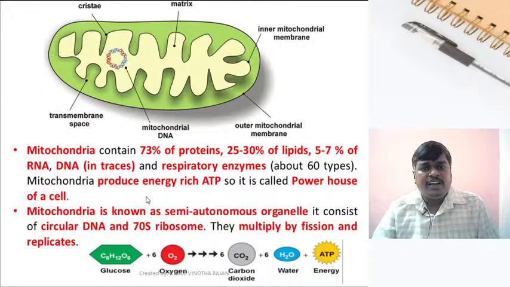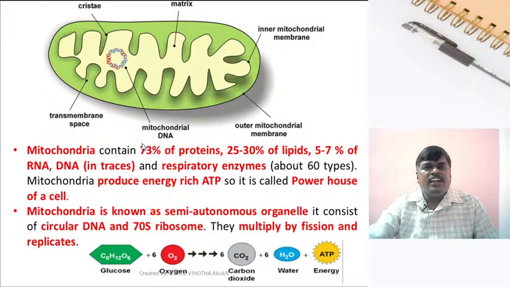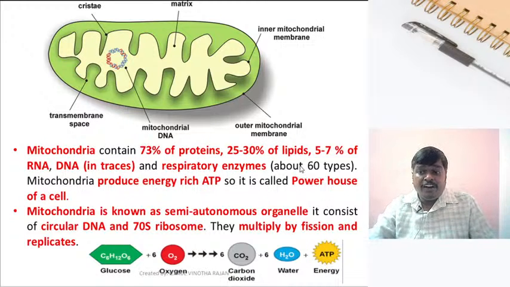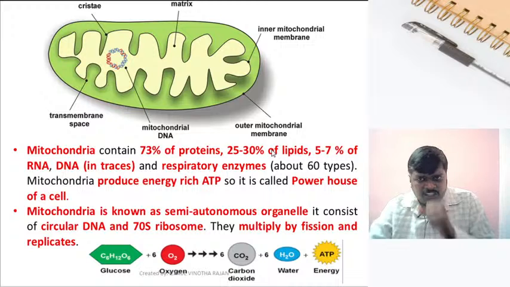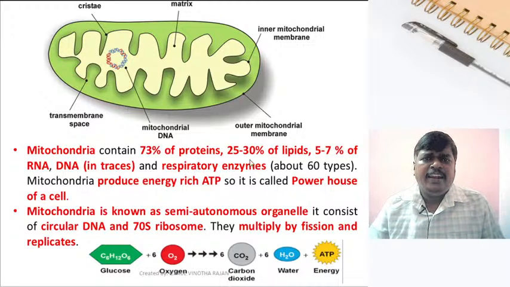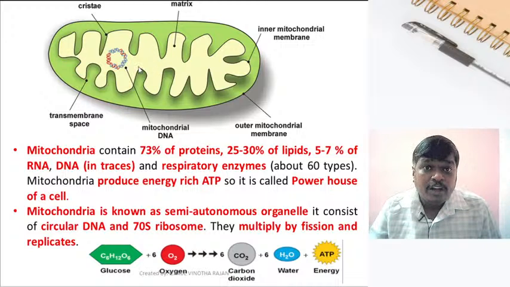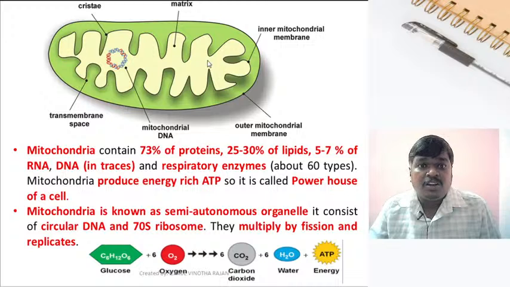So mitochondria contains 73% protein, 25 to 30% lipid, and 5 to 7% RNA and DNA. Some traces of DNA will be there, and it has respiratory enzymes. 60 different types of respiratory enzymes are present in the mitochondrial matrix. Here, can you see it here? These are all the matrix regions, the mitochondrial matrix.